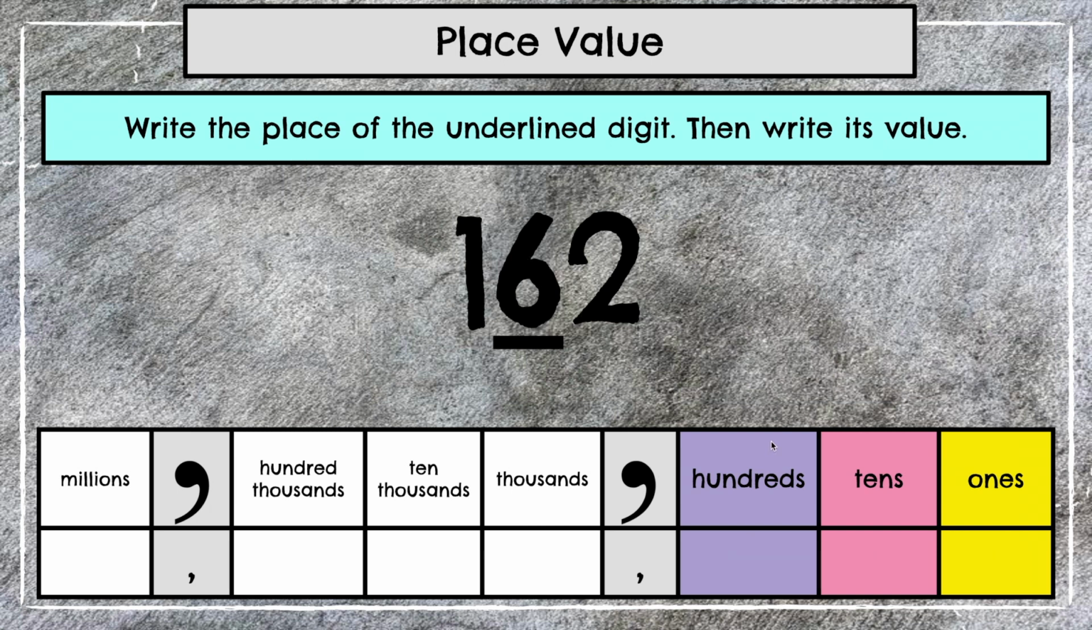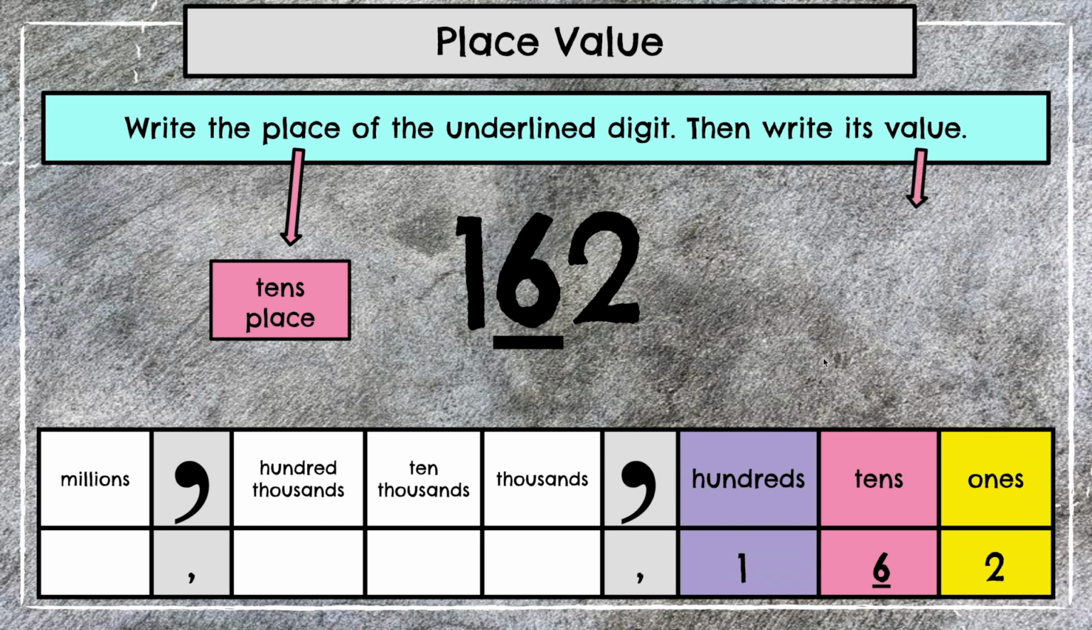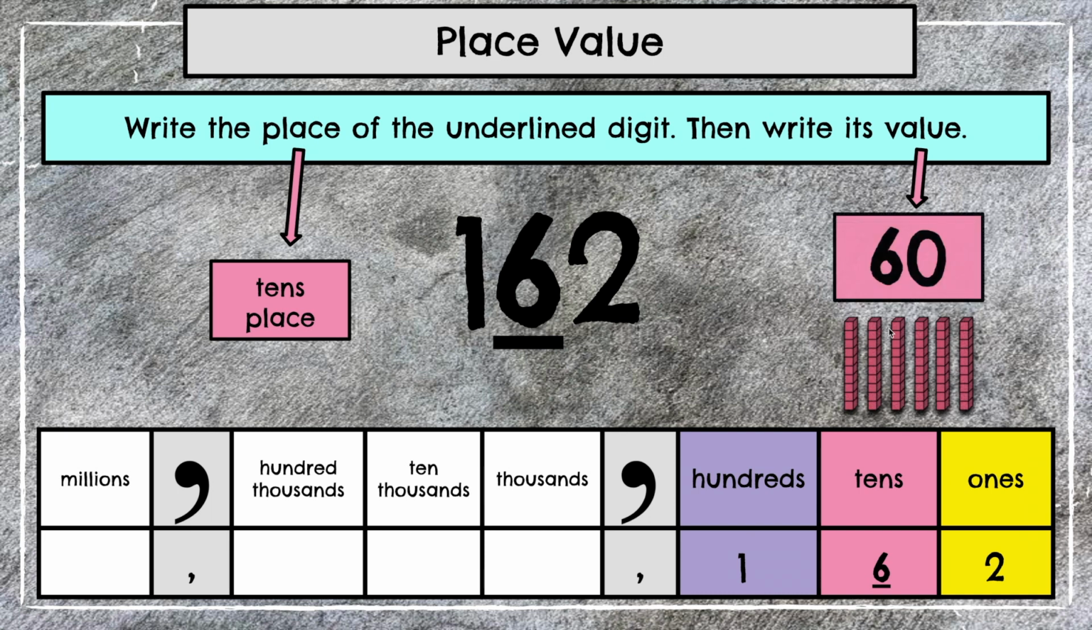162. Let's write it in the place value chart. Now we notice that the 6, which is the digit that is underlined, is in the tens place. So we will write the tens place. Now let's figure out the actual value of this 6. This 6 is not worth just 6. It's in the tens place. That means it's actually worth 6 tens. 6 tens makes 60. So the actual value of this 6 is not just 6, it's 60.